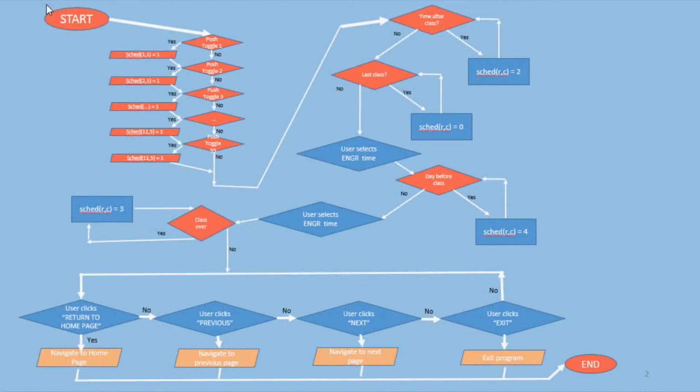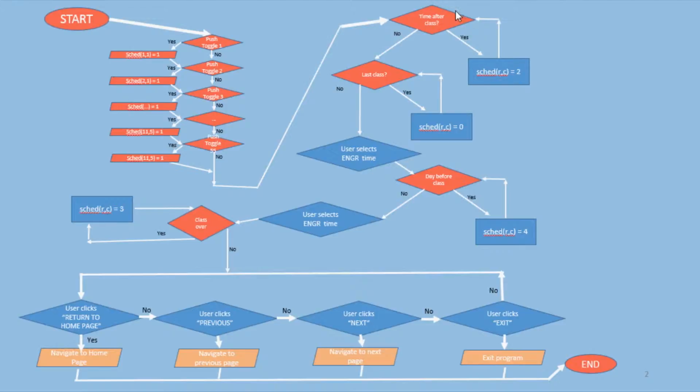Here is the flowchart for the user input screen. First, there are if statements to check if the user clicked on the toggle buttons, which represent when they head to class. If so, the callback of these toggle buttons determines the row and column of the schedule matrix and sets that entry to 1. Then there is this loop that sets time after class time to 2, which represents study time.